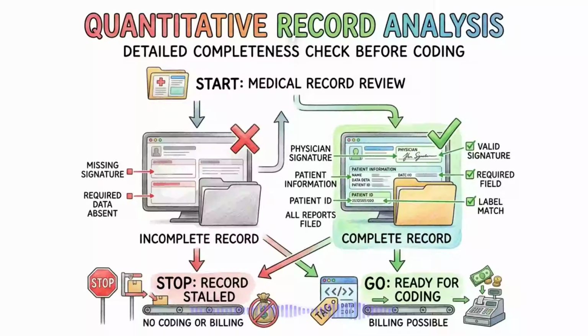Before a medical record can be coded, it must be complete. Which brings us to the concept of quantitative analysis. Quantitative analysis is a detailed review of the health record to make sure there are no missing reports, signatures, or important patient information. Think of it as a very strict checklist to ensure every required piece of paper or electronic form is present and properly signed by the physician.